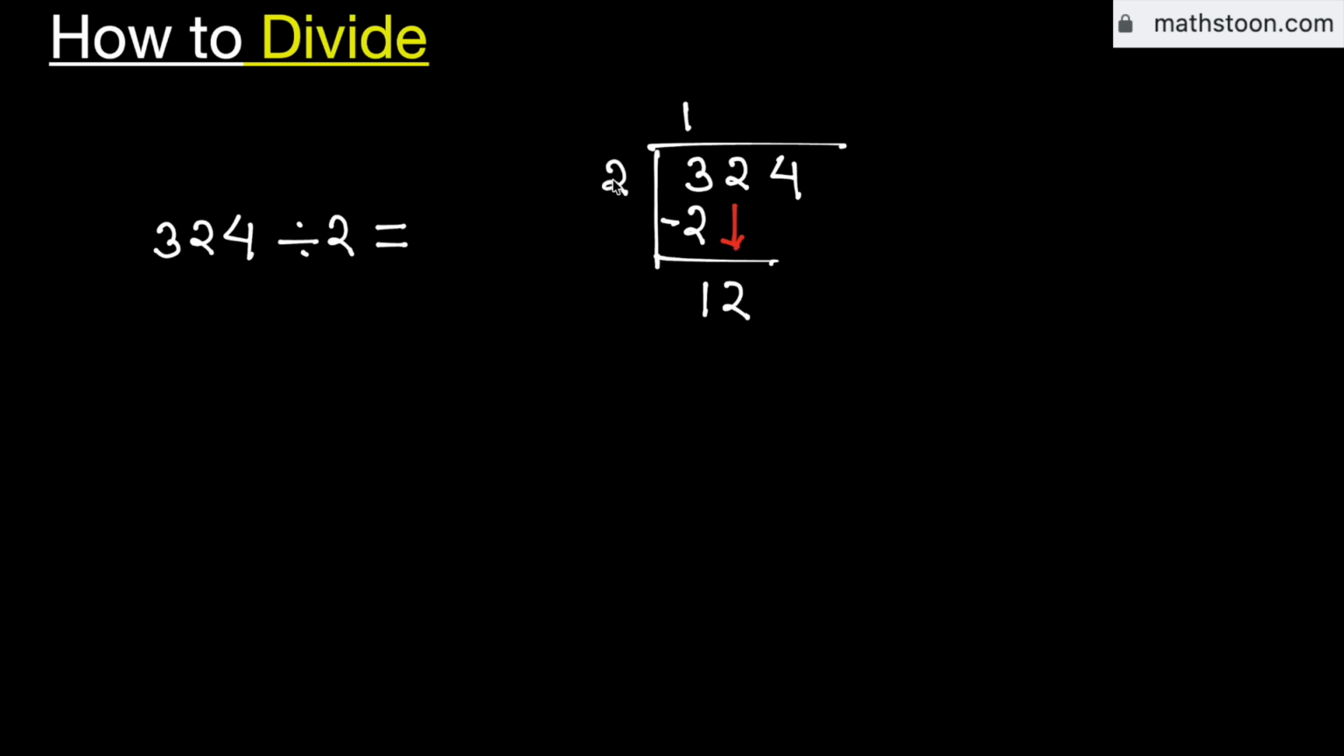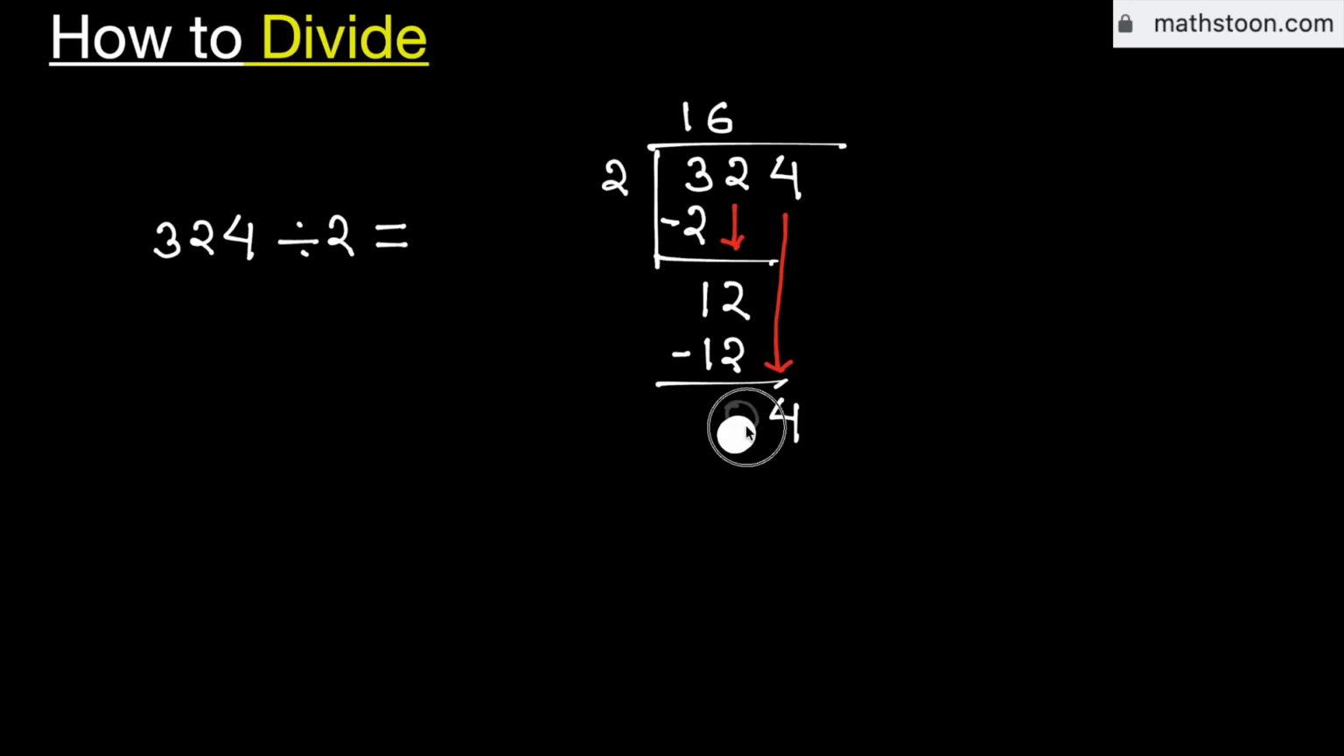And we know that 2 times 6 is equal to 12. Subtract, we get 0. Now this 0 is less than 2. So we will bring down this adjacent 4 here. Look that this is the number 4.